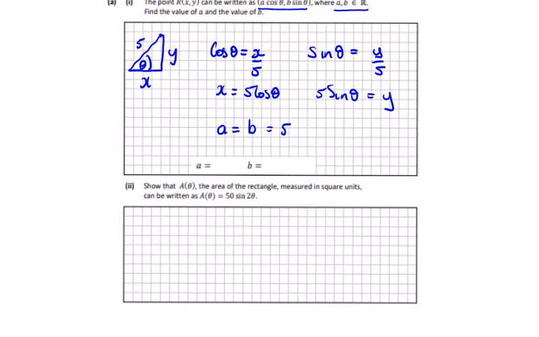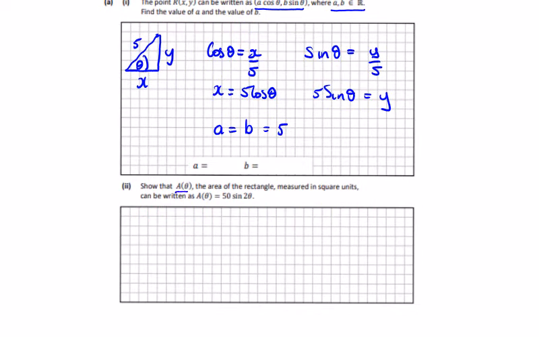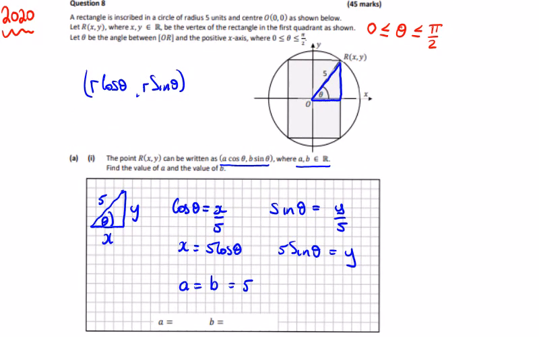Part 2 of this question: show that the area of the rectangle, as a function of theta, measured in square units, can be written as 50 sine 2 theta. Okay, let's go back up to our diagram. We've just gotten some portions of the diagram. We got this side here, 5 sine theta.